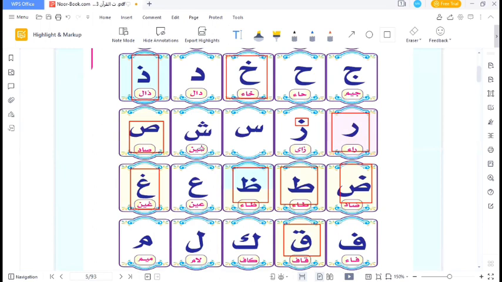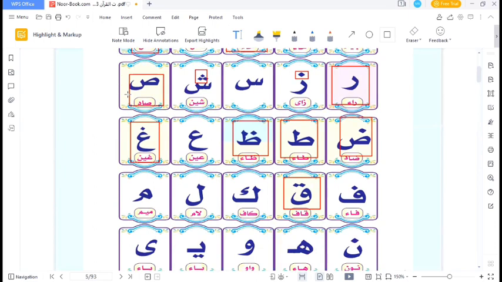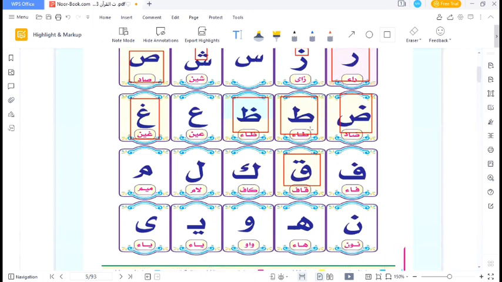Then we have seen and sheen. The difference is the three dots. Seen, sheen. Then we have sod and dot, both are heavy, and sod has no dot, so dot has one dot on the top. Then we have ta and va, both are heavy. Va has one dot on the top, ta is free from dots.